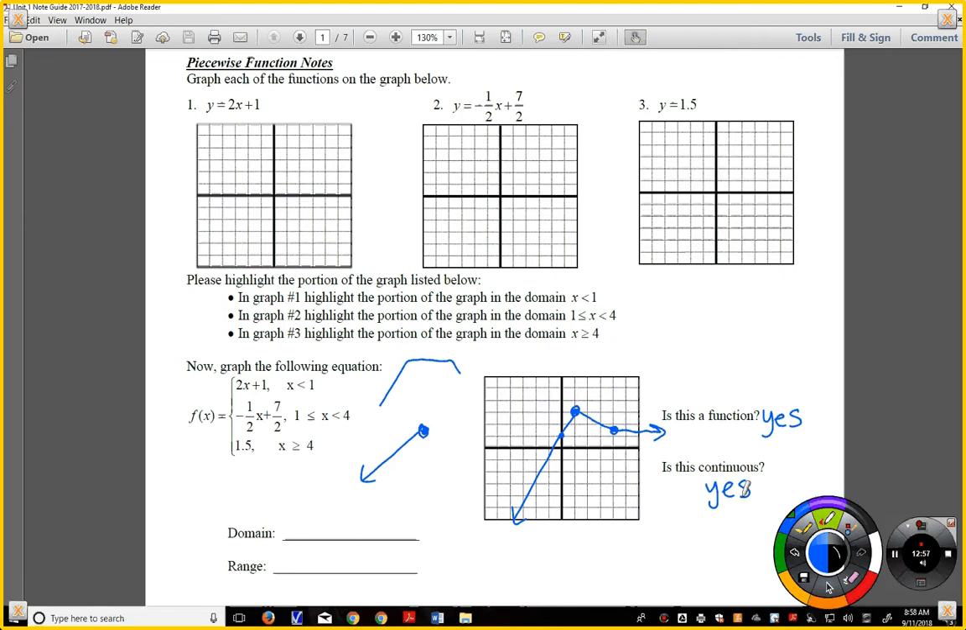What is the domain for this function? So what x values are you allowed to plug into this function? Yes. All real numbers. Are you guys okay with that? If you have something less than 1 to plug in, it goes here. If it's something that's equal to 1 and up to 4, it gets plugged into this branch. If it's bigger than 4, it gets plugged in here.